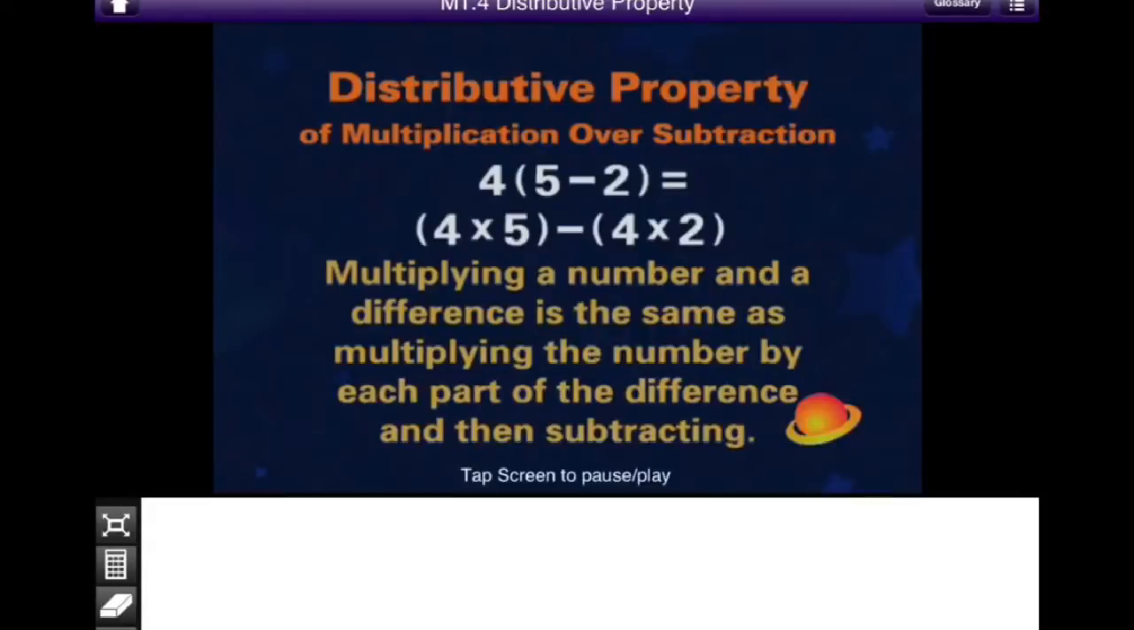This is the last part that we're learning today, and that's the distributive property of multiplication over subtraction. Basically, it just means that the distributive property works with multiplication and addition or multiplication and subtraction. You can take a number and multiply it times a difference, which is the 5 minus 2 part, and it's the same as multiplying the number by each part of the difference and then subtracting. Okay, go ahead now and watch.